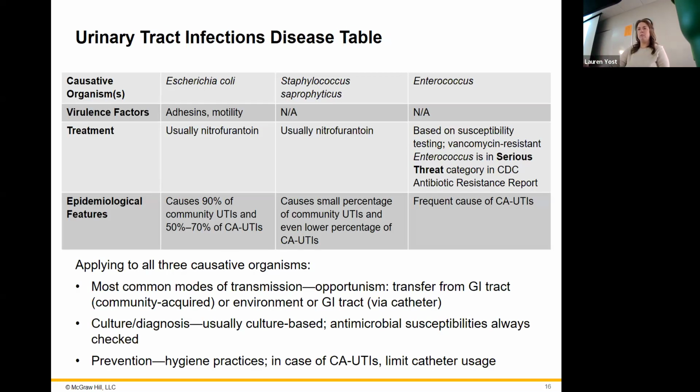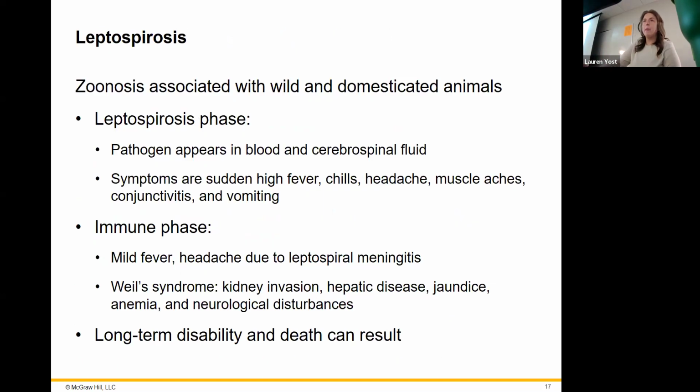All right, leptospirosis, taking a bit of a shift to the zoonotic type diseases. Typically now we have pets getting vaccinated for this. If you're going into veterinary medicine, you probably know that, or if you have a pet. Leptospirosis, lepto, is a pathogen in blood and cerebrospinal fluid. You'll have fever, chills, headache, muscle aches, conjunctivitis, and vomiting in people.